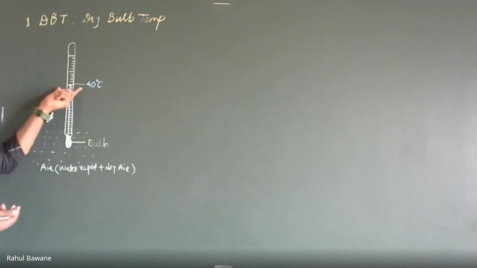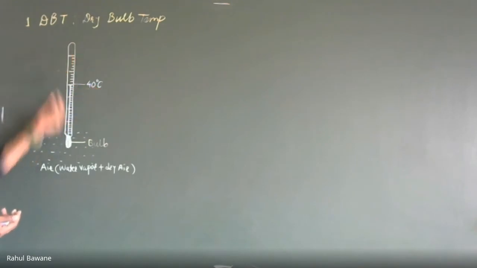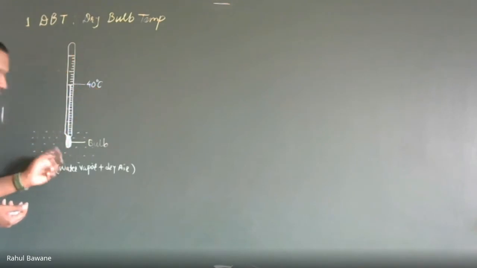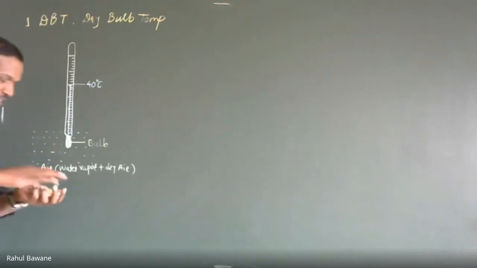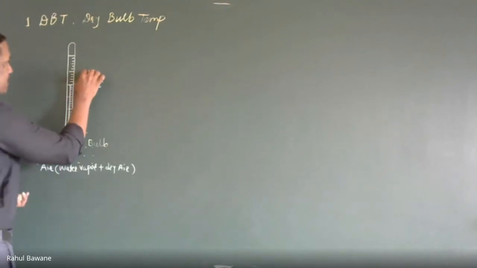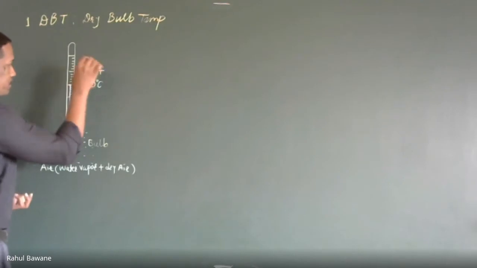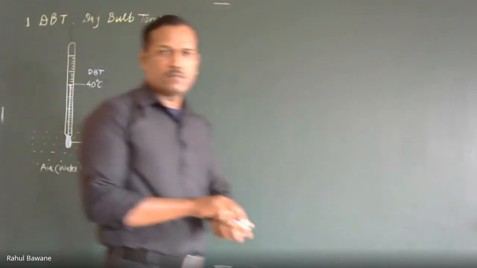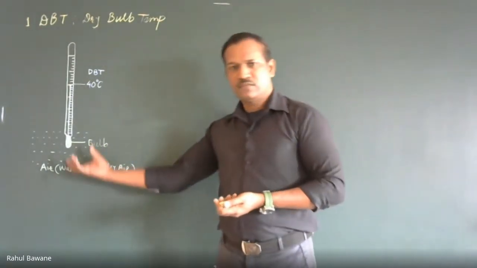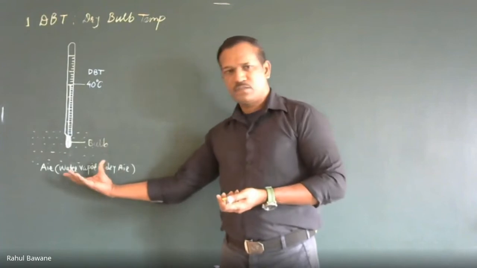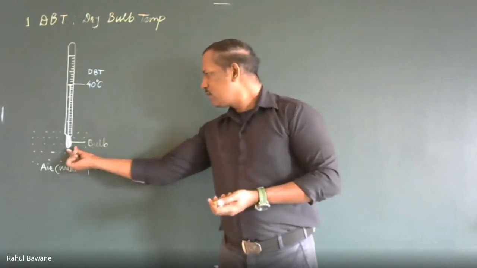Now this temperature, the measured temperature of 40 degrees centigrade, is measured by this conventional thermometer, which does not cover the thermometer bulb by any material, any substance. So it is naked, and this is the dry bulb temperature. So 40 degrees centigrade is the dry bulb temperature. It is measuring the temperature of air directly by this thermometer.